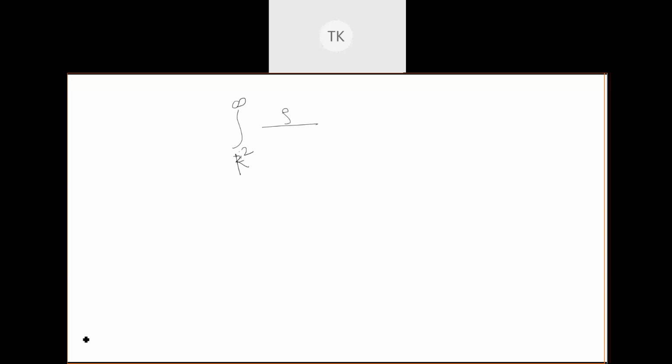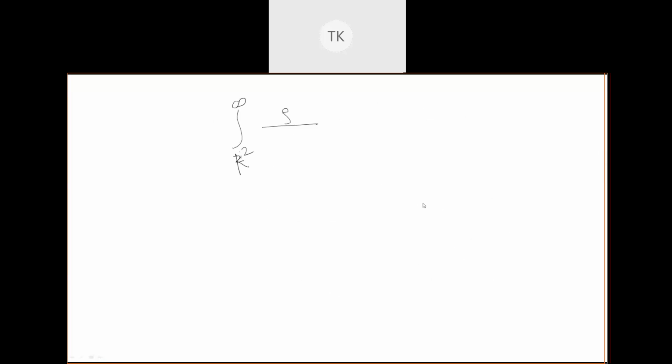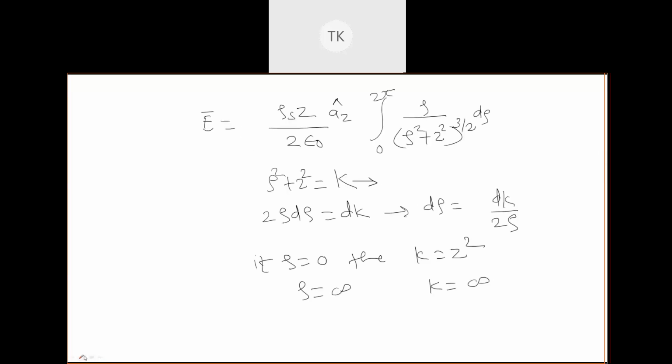Just let me check the previous slide. Okay, rho square we have converted, rho d rho. Rho d rho means dk by 2. We have to put rho d rho into dk by 2. So we don't need to replace only d rho, we need to replace rho d rho. Just check here. We will replace rho d rho, only calculate rho d rho. Rho d rho is equal to dk by 2.